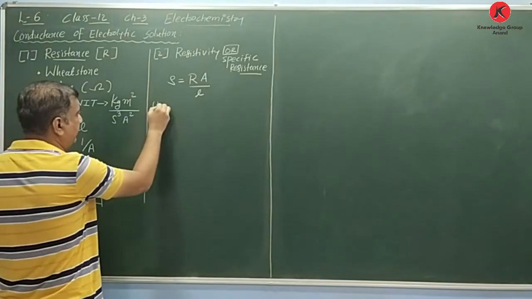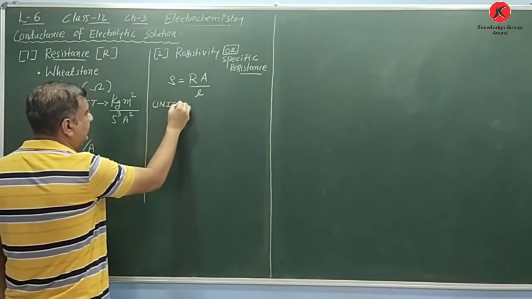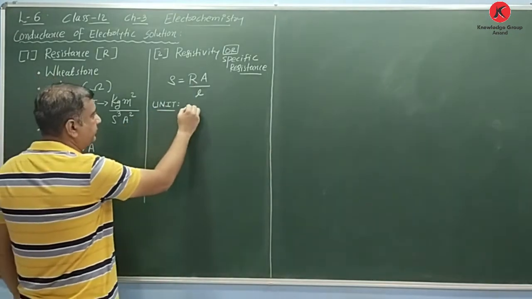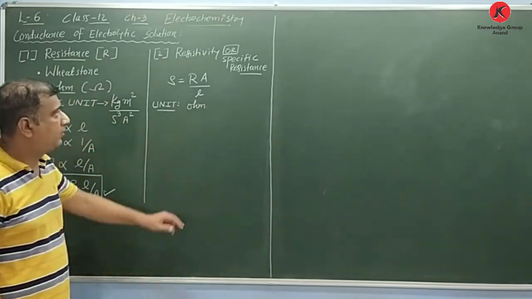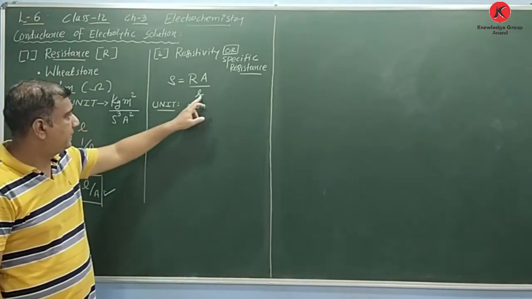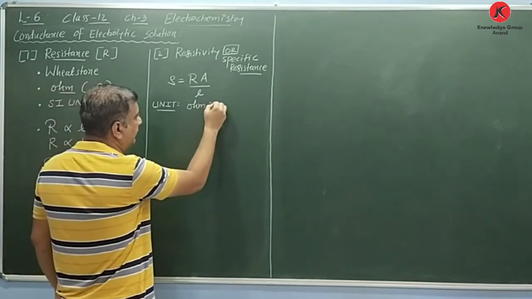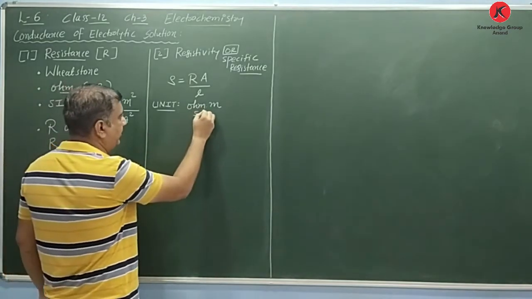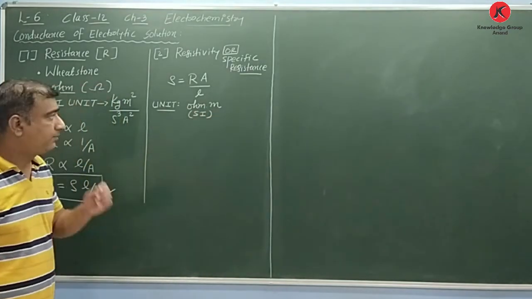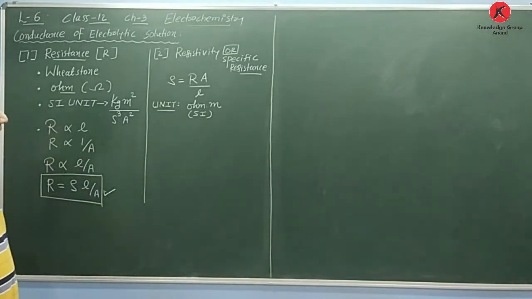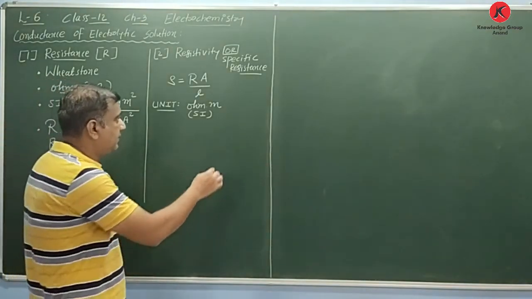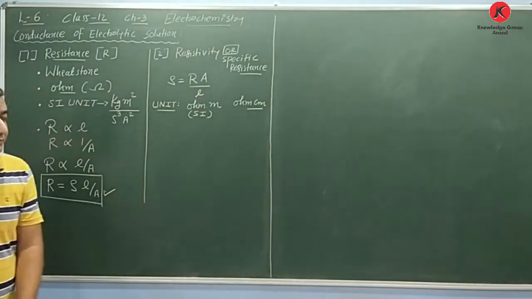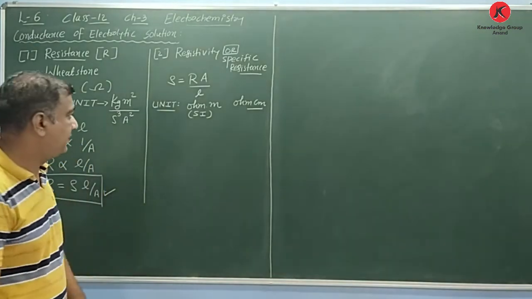That means the unit of rho. Unit of R is ohm. Now suppose area is taken in meter square and length in meter, then the unit is ohm meter. This will be the SI unit. Suppose area is taken in centimeter square and length in centimeter, then the unit will be ohm centimeter.